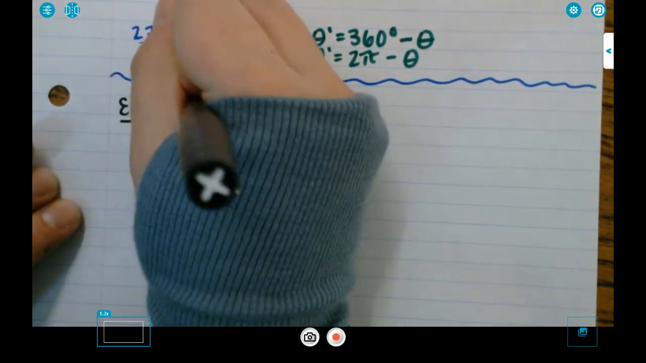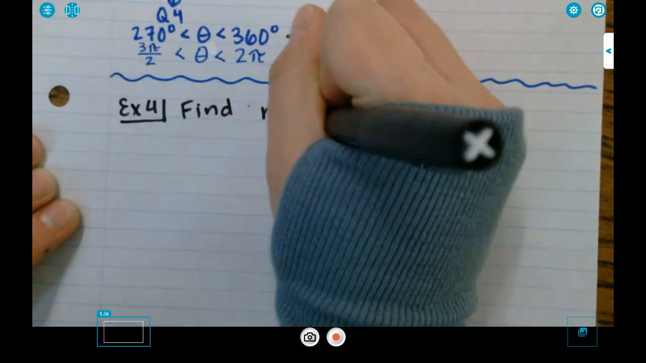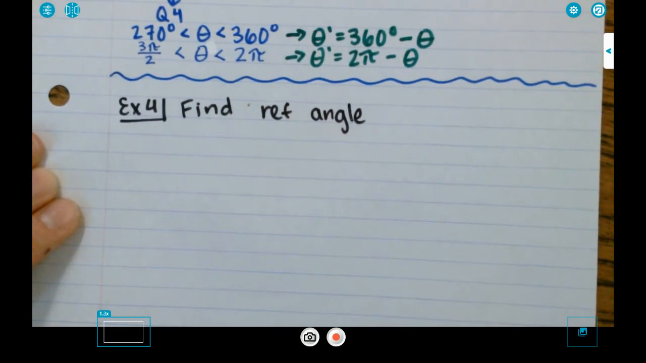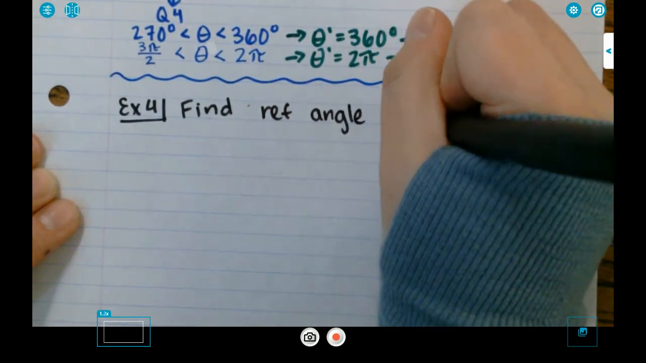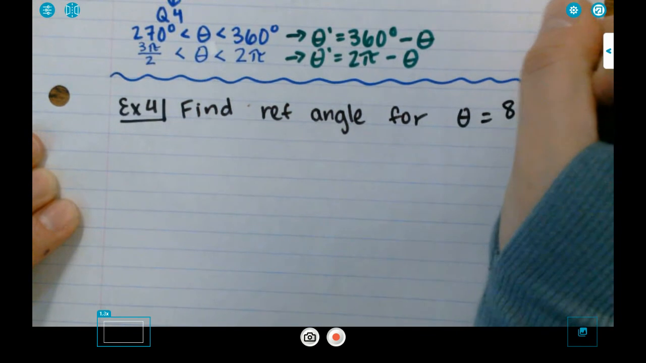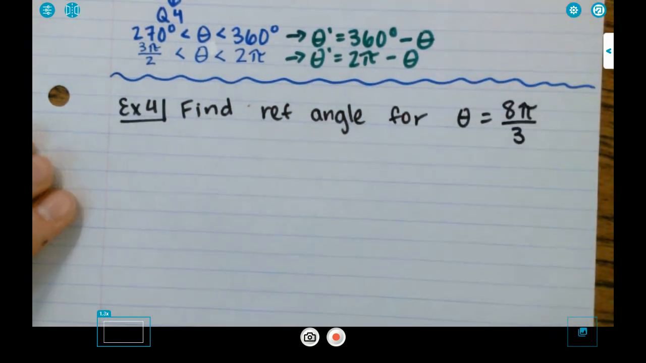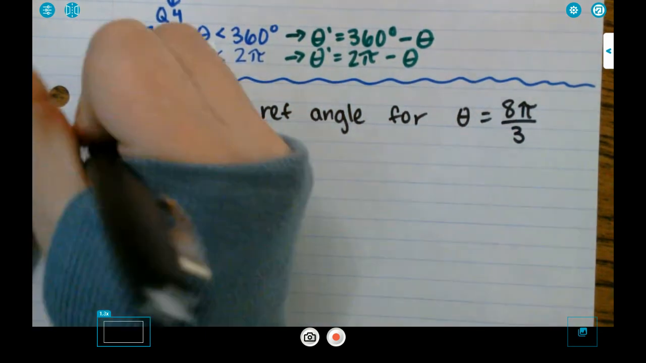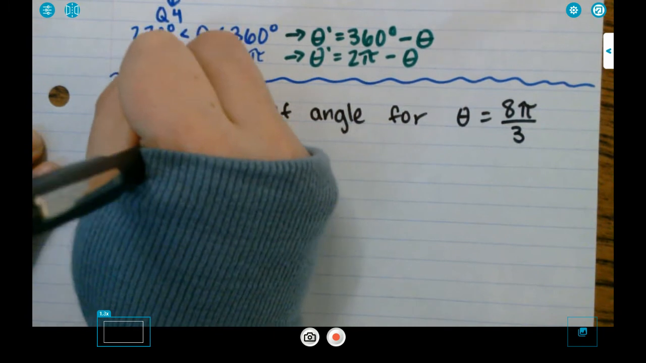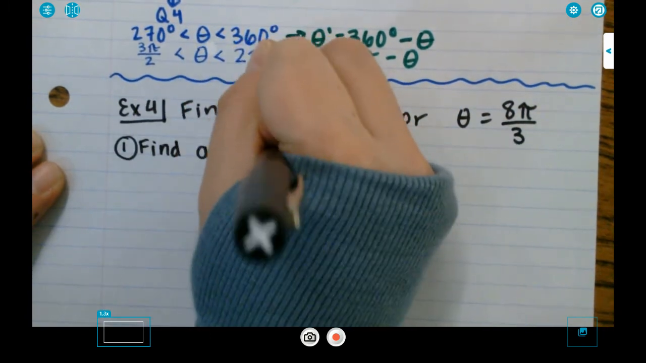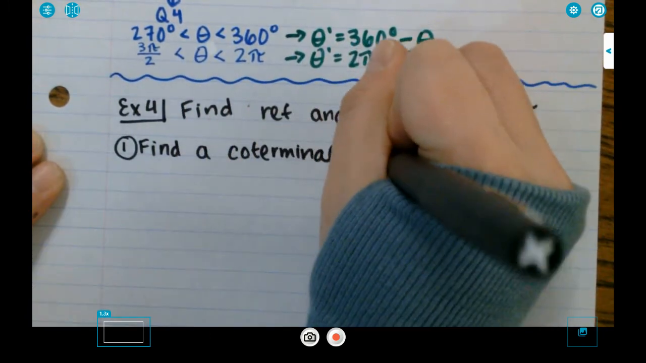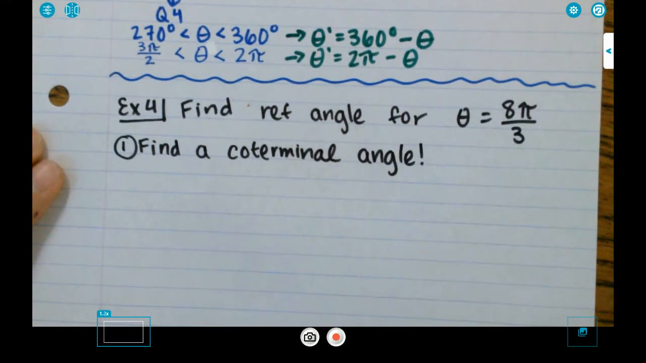So last example we're going to do, we're going to find the reference angle of theta equals 8 pi over 3. So 8 pi over 3 is above 2 pi. I know that because 6 pi over 3 would be 2 pi. So step 1 in this is to find a coterminal angle.